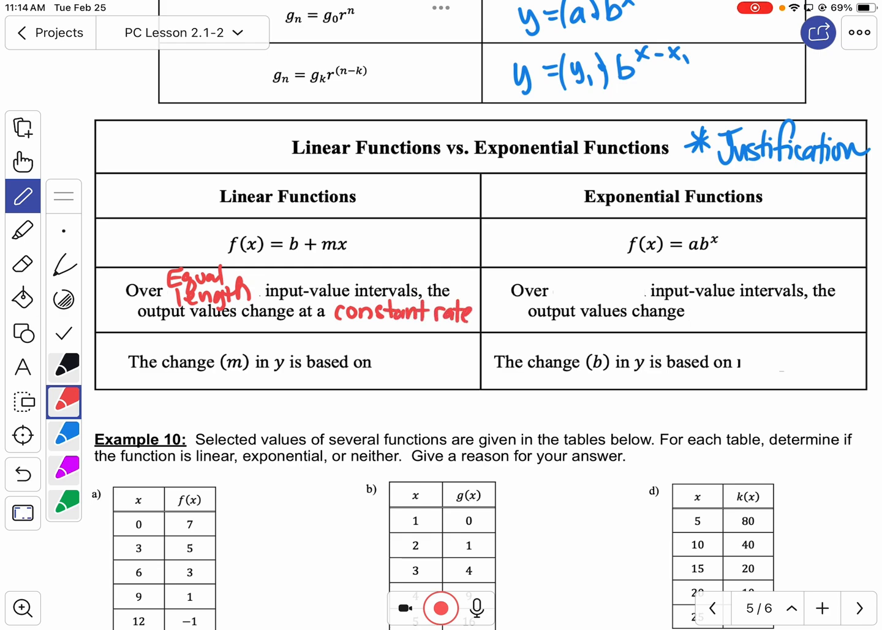rate. So what that's telling me is I have a constant rate of change. That equal length input is important. So over equal length input value intervals, the output values change at a constant rate. And so what we're saying here is just like an arithmetic sequence. The change in y is based on addition. So it's like your arithmetic sequence.